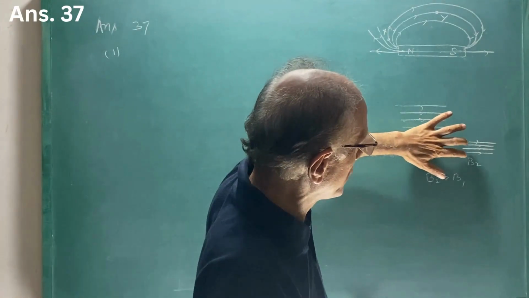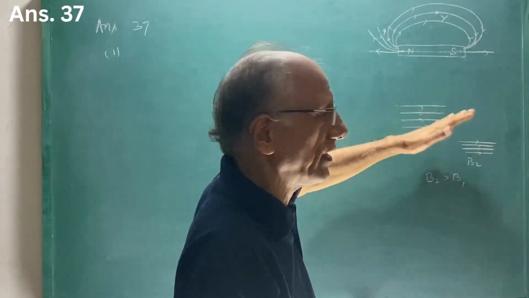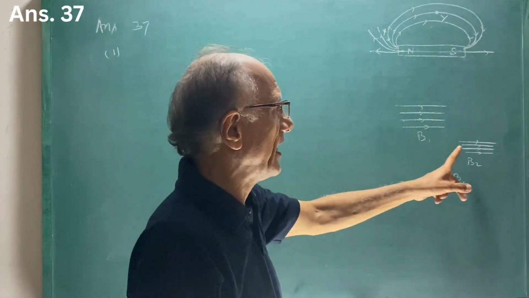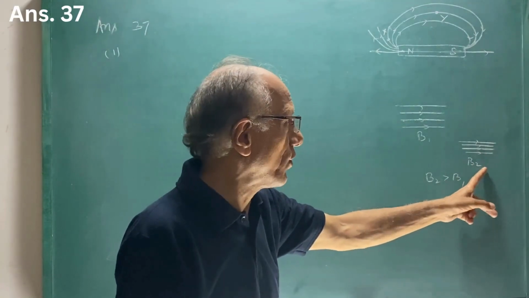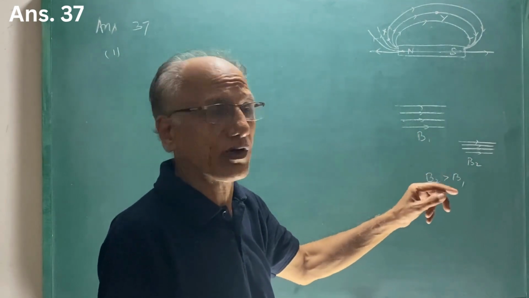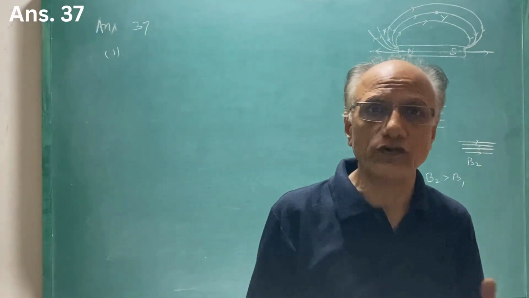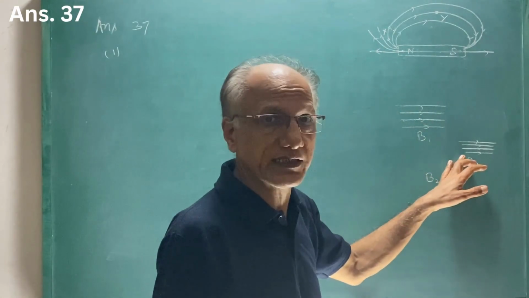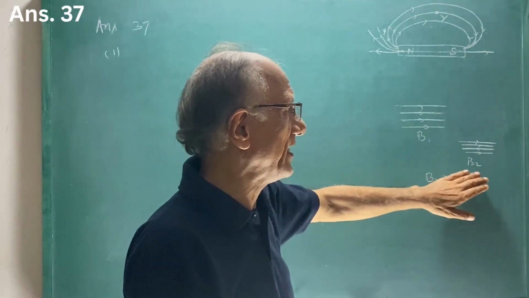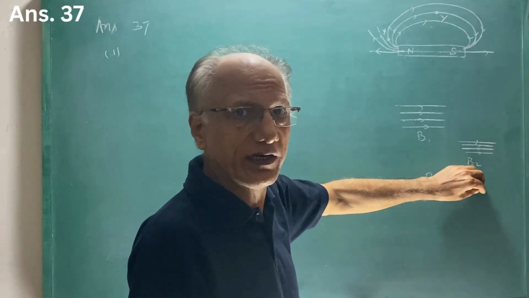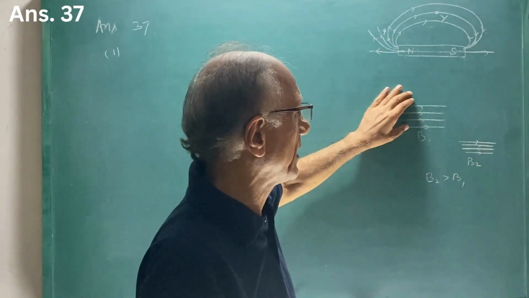Here also you see it is a uniform magnetic field, but if we compare these two uniform magnetic fields, then we see that this B2 is stronger than B1. Why is it stronger? Because the lines are closer. That means the density of the magnetic lines of force in this case is large as compared to B1. That's why we are saying that the magnetic field intensity at B2 is greater or stronger than B1.